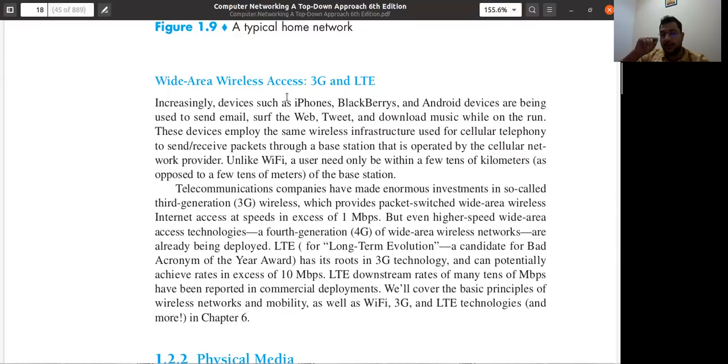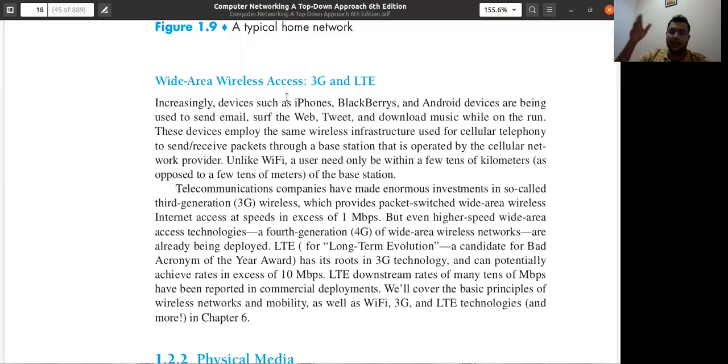If you compare this with Wi-Fi, Wi-Fi also provides you wireless access to the edge router, but the difference is the range is less. Whereas in case of wide area wireless access, the range is more. There, if it is in the ratio of 20 meters, 10 meters, here it will be in the ratio of 10 kilometers, 20 kilometers. Within the range of 10 or 20 kilometers, you can have access first to your cellular tower, and then from the cellular tower, it can connect you to the edge router. So that's the only difference.